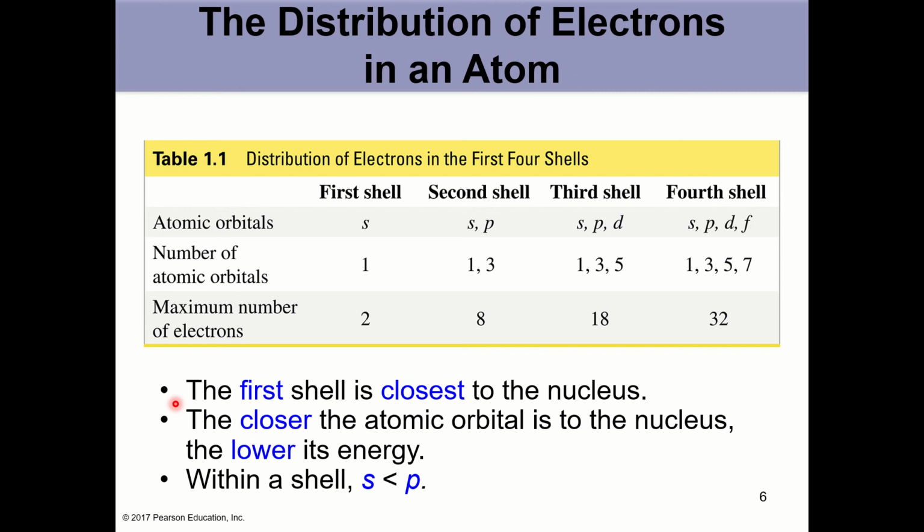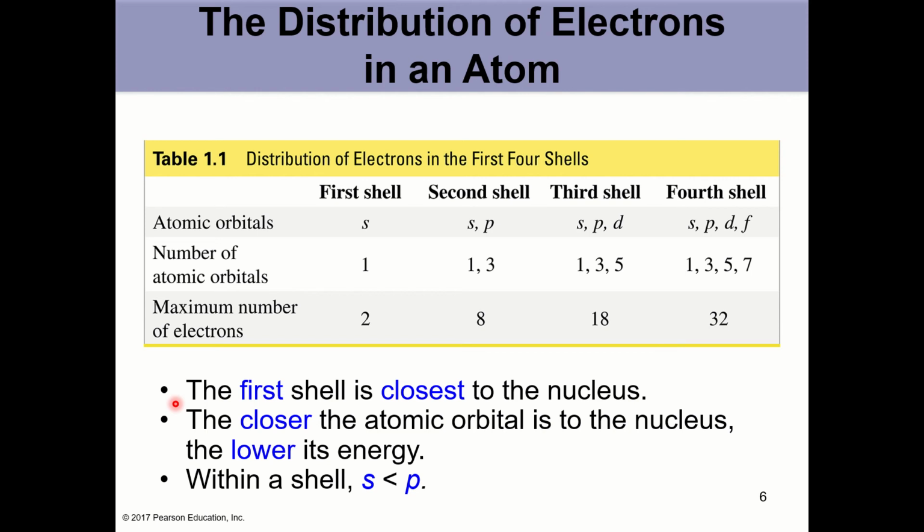The second shell, with the S and P orbitals: anytime we have P orbitals, there are 3 of them. So 1 S orbital, and 3 P orbitals. When we get up to the third shell, we have 1 S orbital, 3 P orbitals, and then when we have D orbitals, there will be 5 D orbitals. And then on the fourth shell, we'll have our 1 S, our 3 P, our 5 D, and then F is going to have 7 orbitals associated with it.